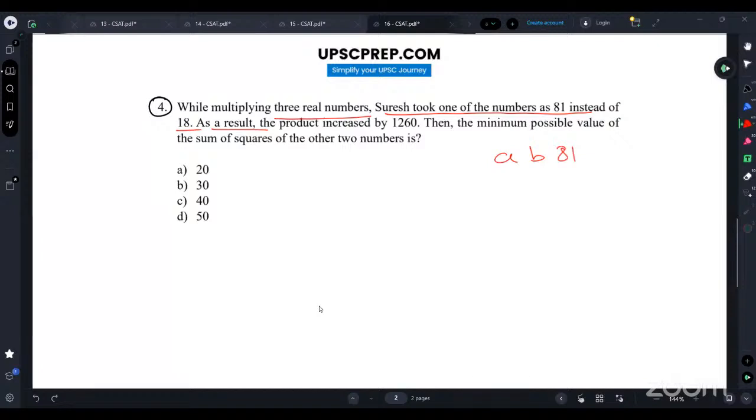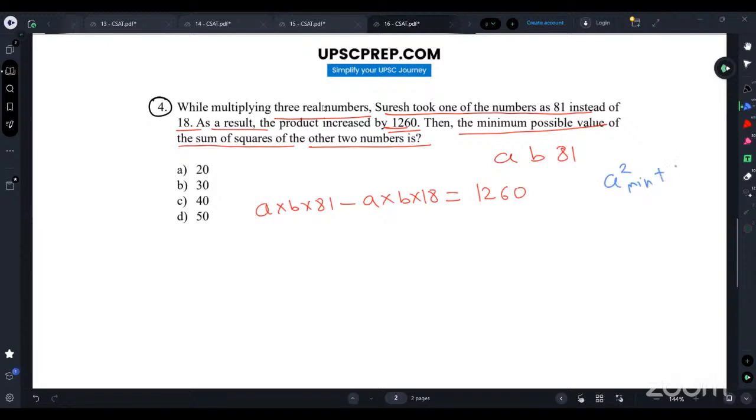So what is happening, guys? The product of these numbers, A into B into 81, what should it have been? It should have been A into B into 18, because of which your product has increased by 1260, right? Then the minimum possible value of the sum of squares of the other two numbers is, right? So basically we want to find out A square minimum plus B square minimum. We have to find out this summation.